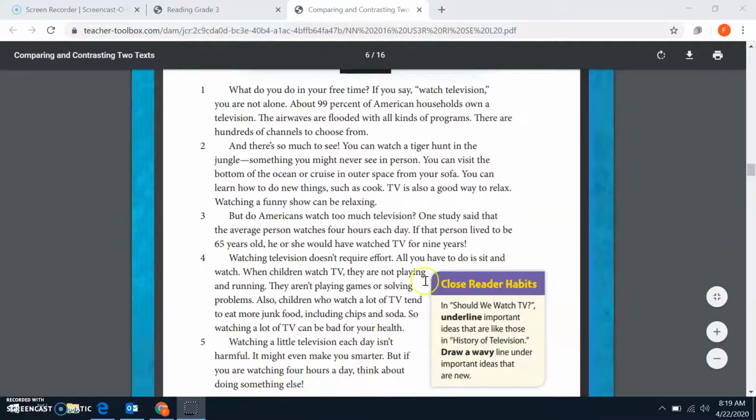All right, so guys, this article is about watching TV too much, which I hope you're not doing while you're home from school. But anyway, our close reader habit is, in Should We Watch TV, underline important ideas that are like those in History of Television. Draw a wavy line under important ideas that are new. I want you to do the same thing. You can't really do it on the computer, but you can read it again and underline and draw those wavy lines in your head, okay?